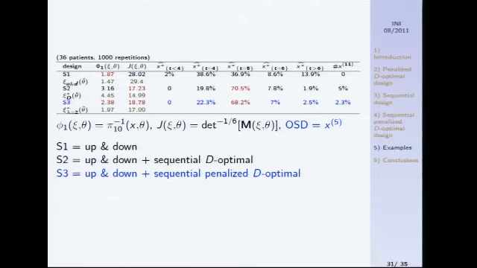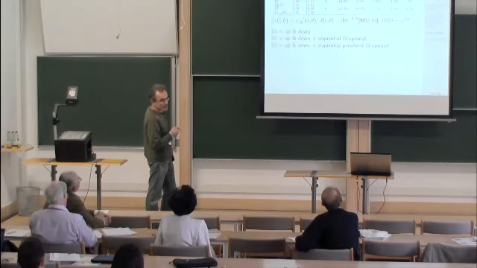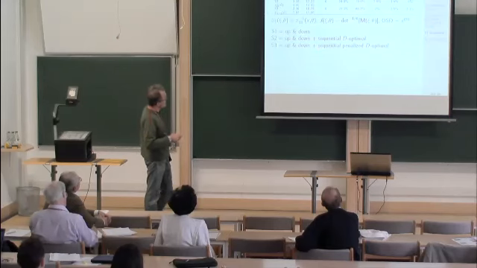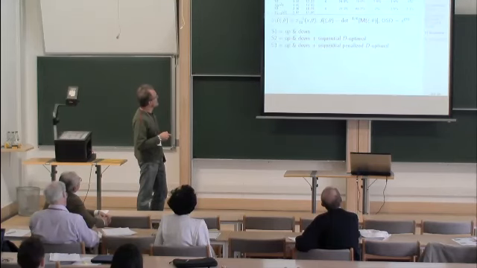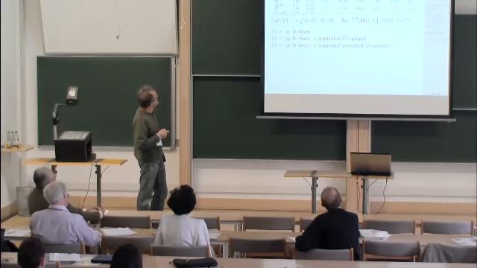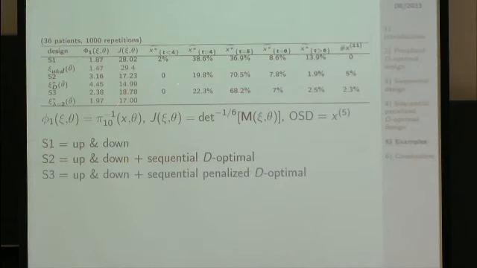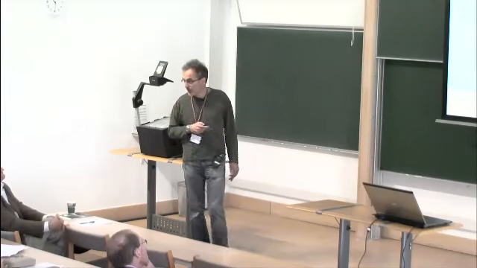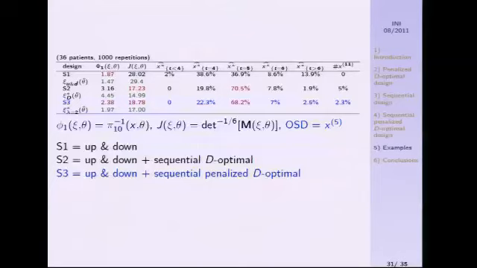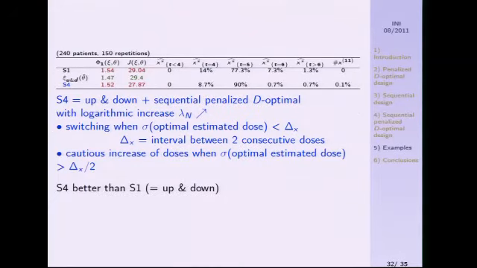But here the cost is rather high if you compare to the cost of the up and down method. Now, if you use up and down followed by sequential penalized D-optimal design, you can see that you remain rather good in terms of the location of the optimal safe dose, in terms of the precision of all the parameters, the estimation of all the parameters of the model, and the cost is now much smaller than the cost for the D-optimal experiment. It's higher, of course, than for the up and down, but it's reasonable.